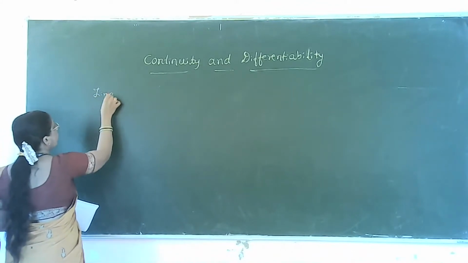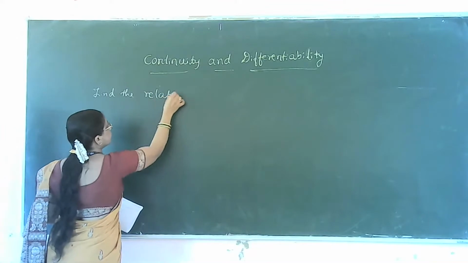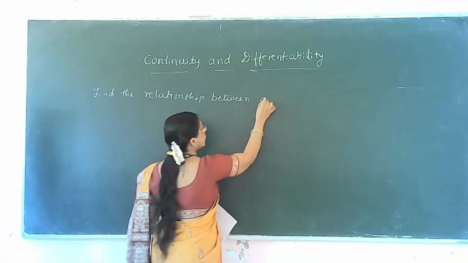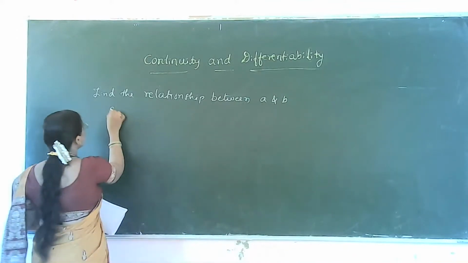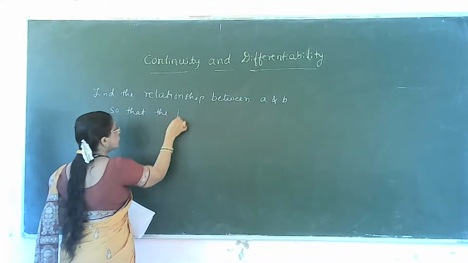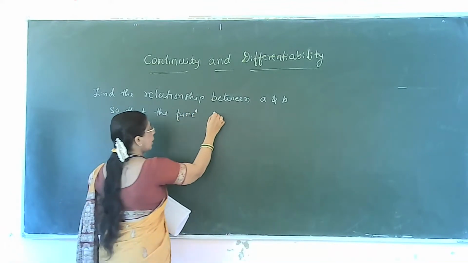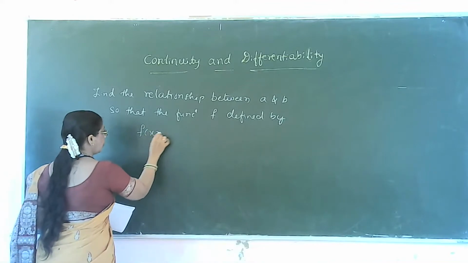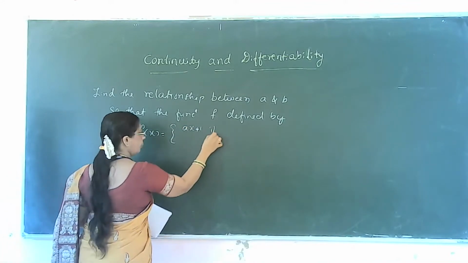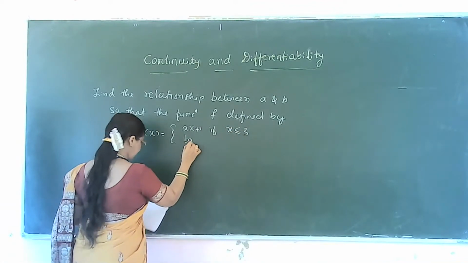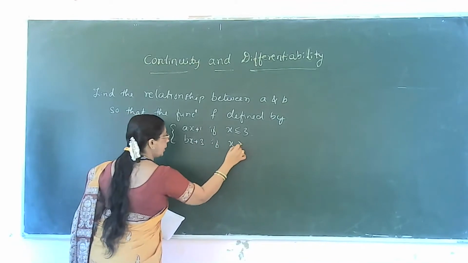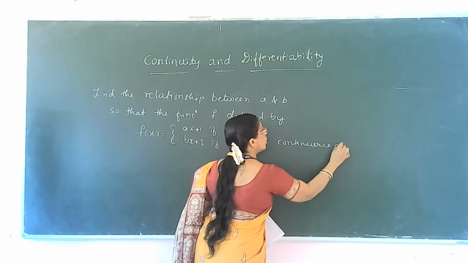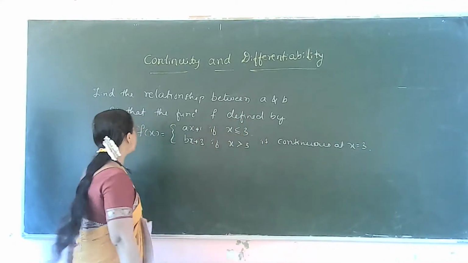Find the relationship between A and B so that the function defined by f of x equal to ax plus 1 if x is less than or equal to 3, and bx plus 3 if x is greater than 3, is continuous at x equal to 3.